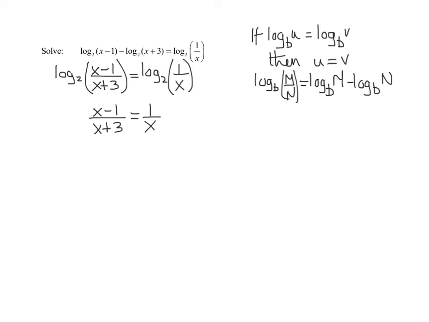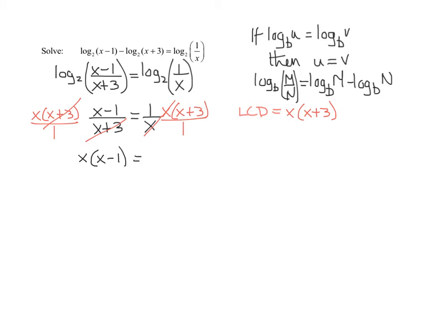And what I can do to get rid of my denominators is I can find the least common denominator, which is just going to be x plus 3 times x. And you can multiply both sides by the LCD. Don't do it in your head. Actually write it out. The x plus 3 is reduced here. The x is reduced here. And I get left with x times x minus 1 equals 1 times x plus 3.